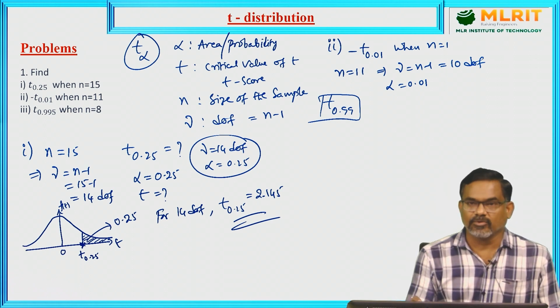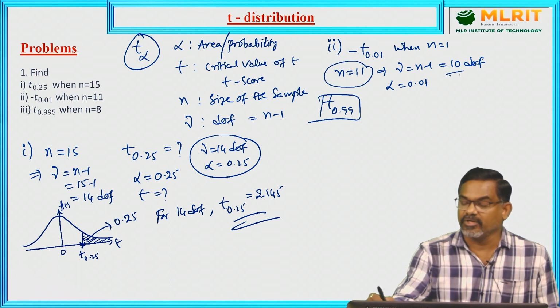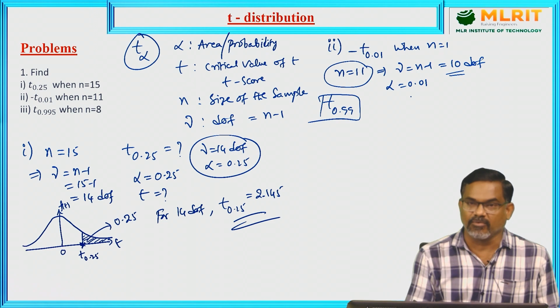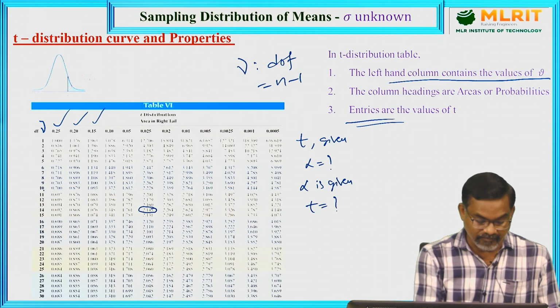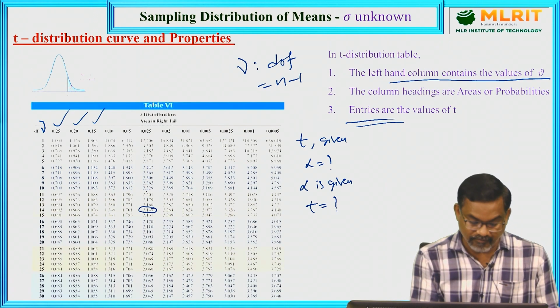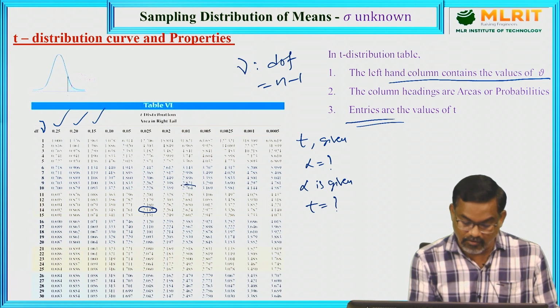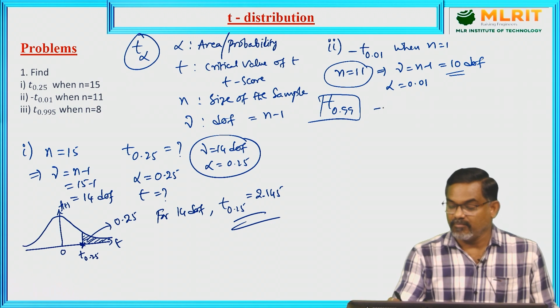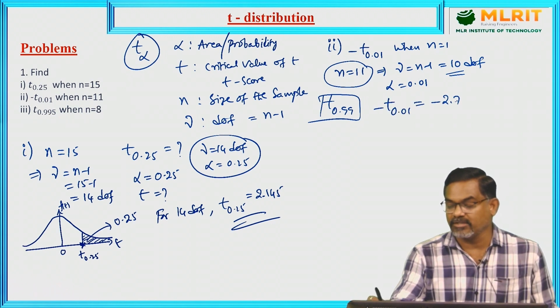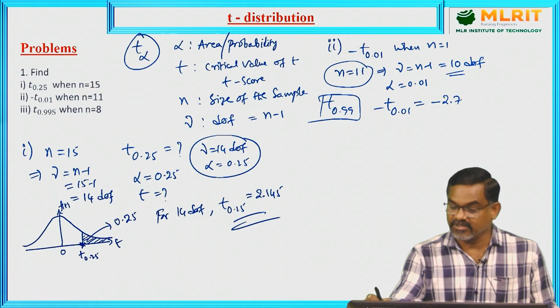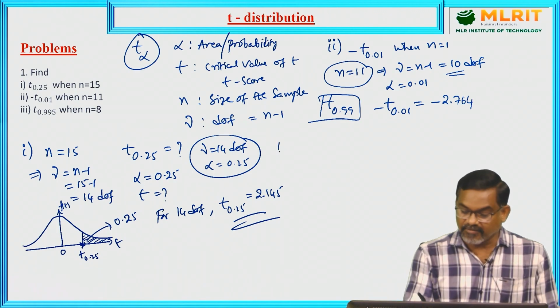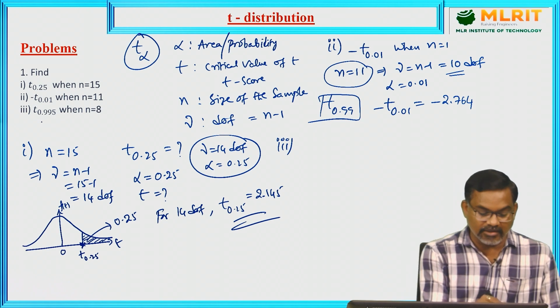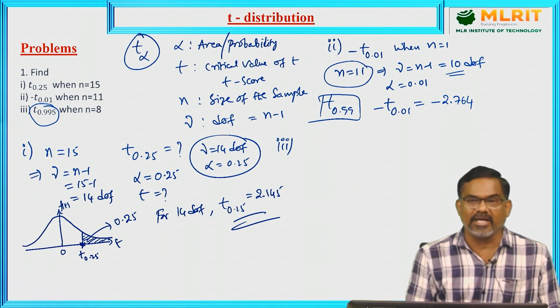Let us go back to the t distribution table and check for n equal to 11, which means nu equal to 10 degrees of freedom, and 0.01. For 10 degrees of freedom and 0.01, the value is 2.764. So, minus t 0.01 is minus 2.764.